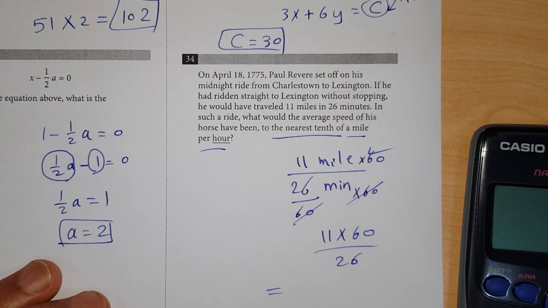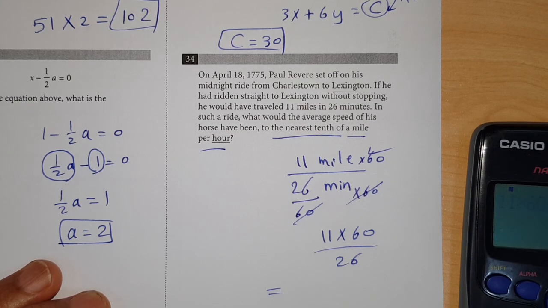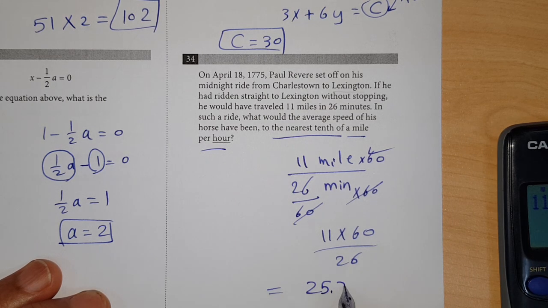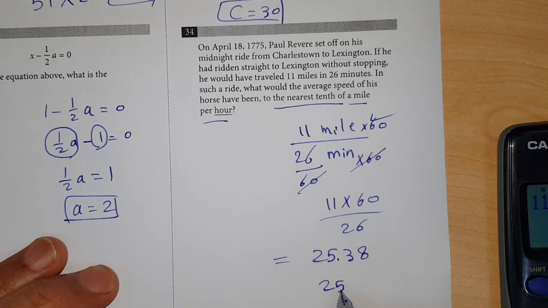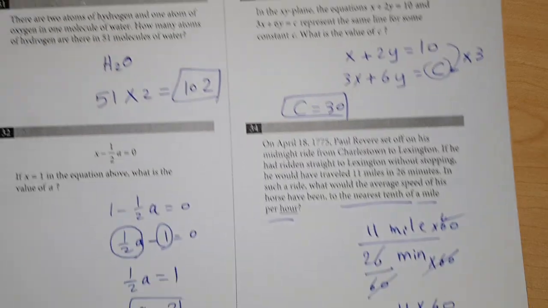11 times 60 divided by 26 is equal to 25.38. I want it to the nearest tenth, so it will be 25.4. This is the answer, 25.4.